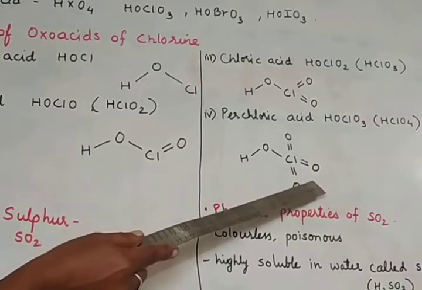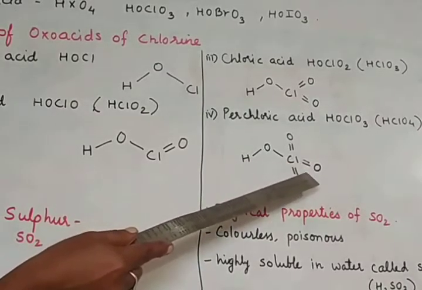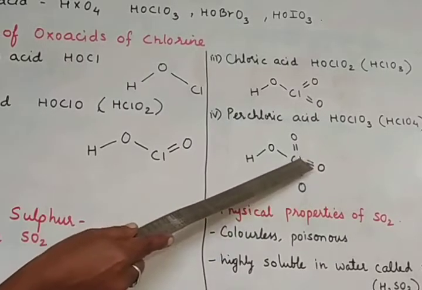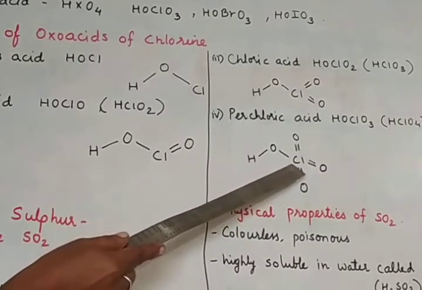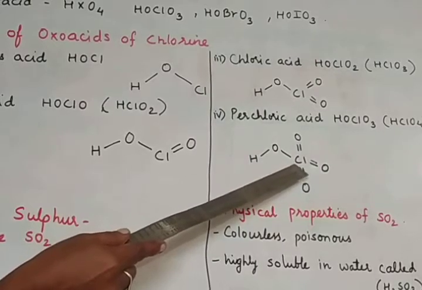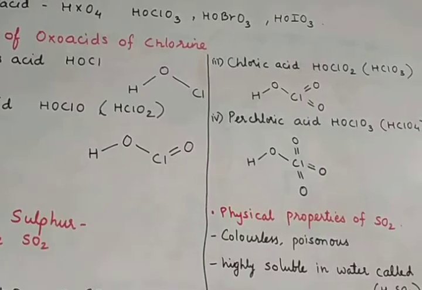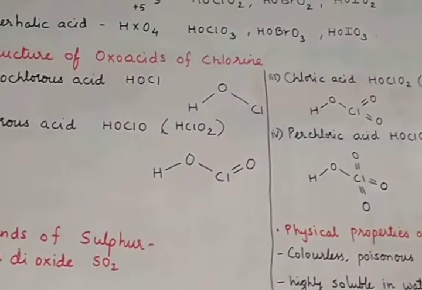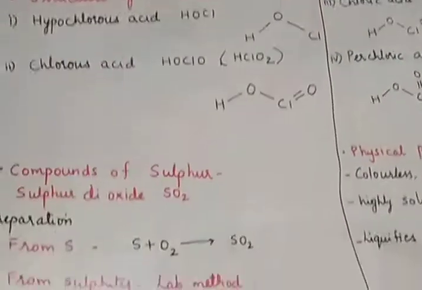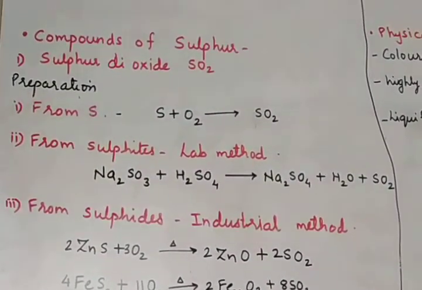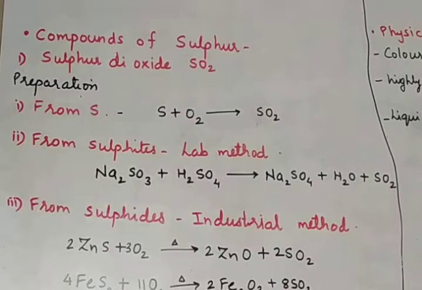So now when you want to connect 3 hydrogen atoms, double bonded O and double bonded O with chlorine. Plus 7 will be the oxidation state of chlorine if you calculate. These are the 4 oxoacids of chlorine. The structures must be known to you completely. Practice them. Next part comes as the compounds of sulfur.